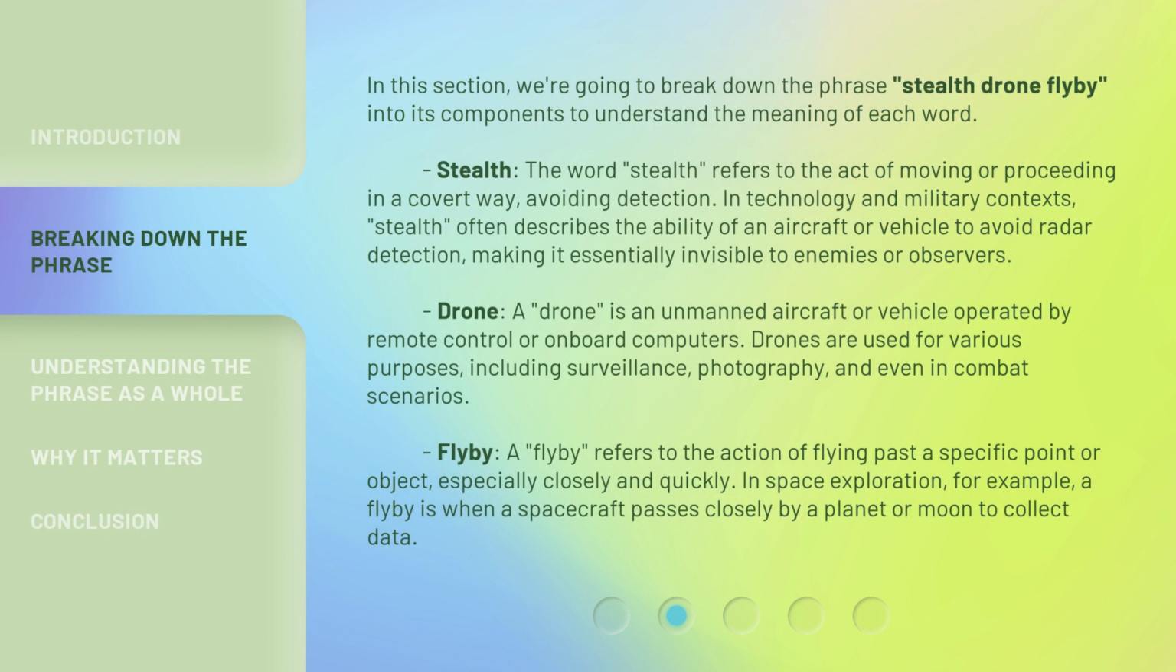In this section, we're going to break down the phrase, stealth drone flyby, into its components to understand the meaning of each word. Stealth. The word, stealth, refers to the act of moving or proceeding in a covert way, avoiding detection. In technology and military contexts, stealth often describes the ability of an aircraft or vehicle to avoid radar detection, making it essentially invisible to enemies or observers.